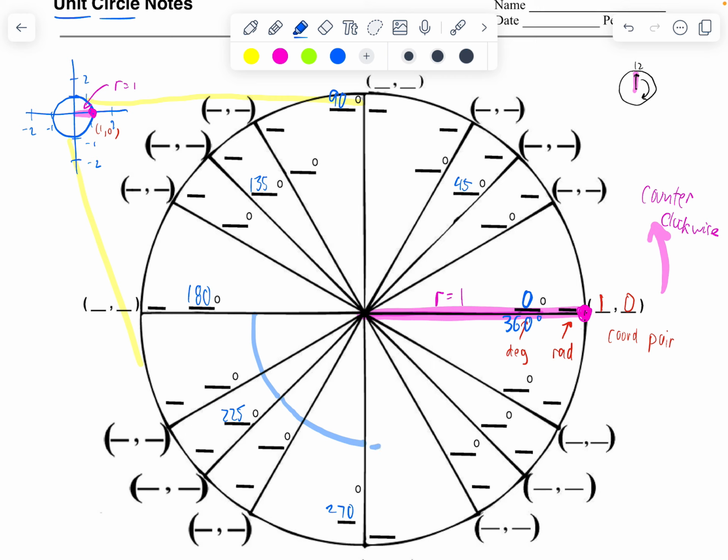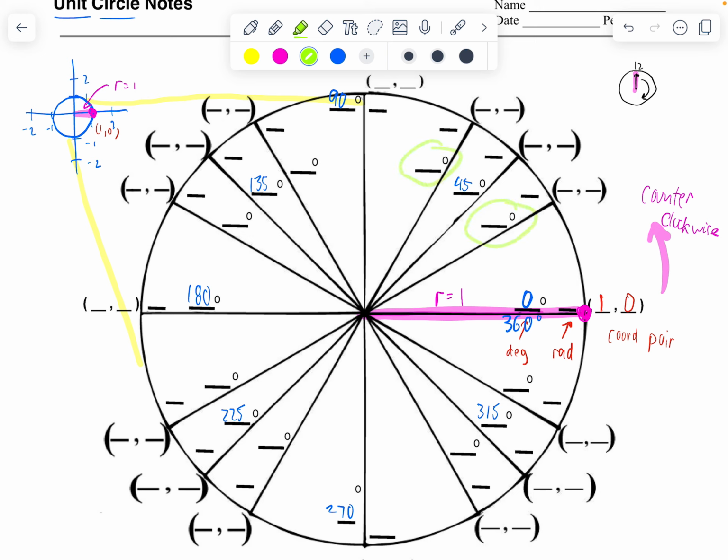And then from 270, another 45 degrees will get me 315 degrees. And then if you add another 45 degrees back to the beginning, it should add up to 360. So that's how you get the middle degrees. All right, so the last ones we need now are these ones in between.